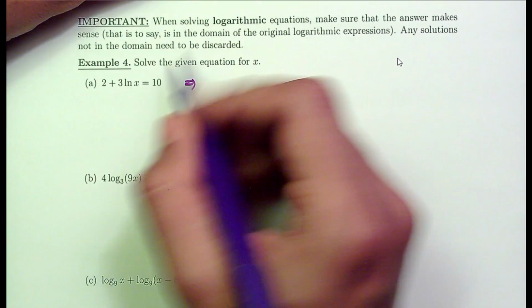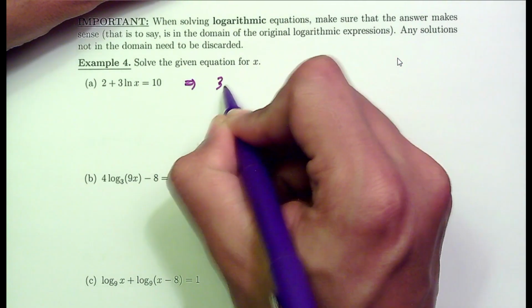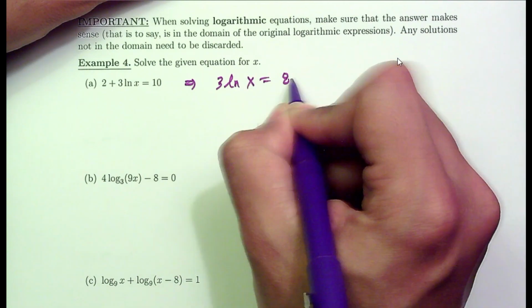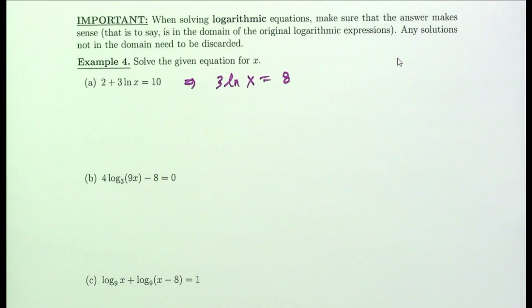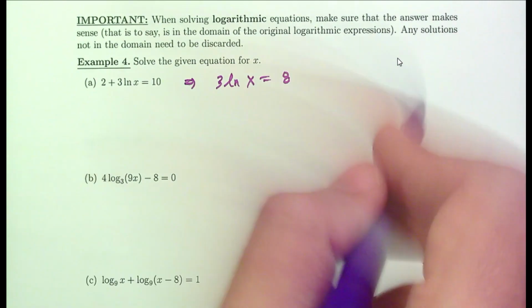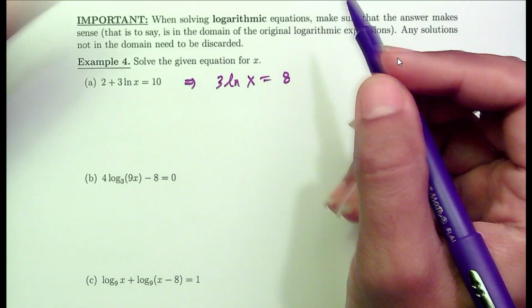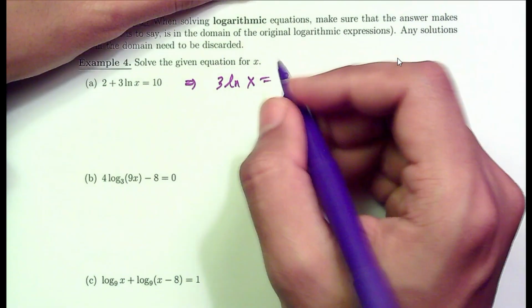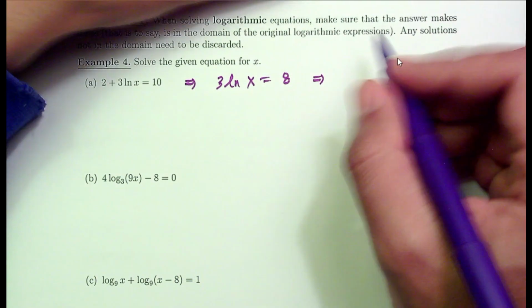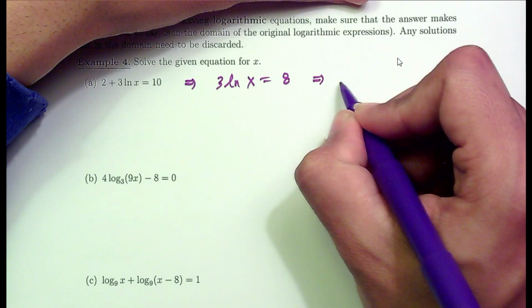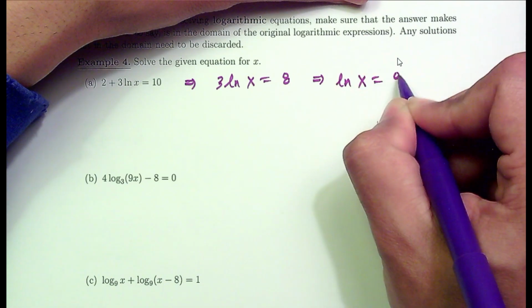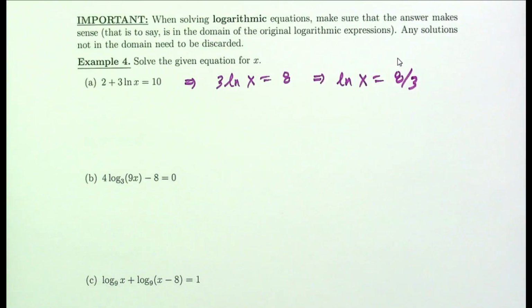So move the 2 to the other side. You're going to get 3 ln of x equals 8, subtracting 2 from both sides, or moving the 2 to the right as minus 2. So 10 minus 2 equals 8. Then divide by 3 to get the logarithm all by itself. You're going to get ln of x equals 8/3. You have ln of x equals 8/3.